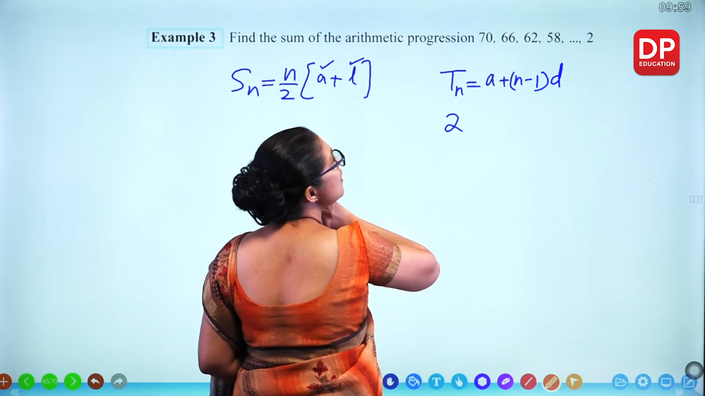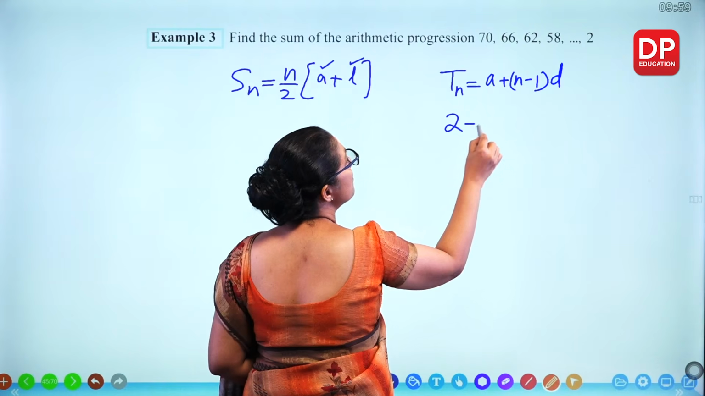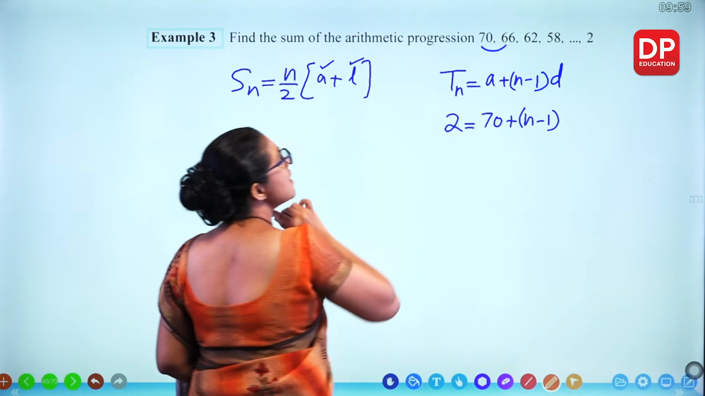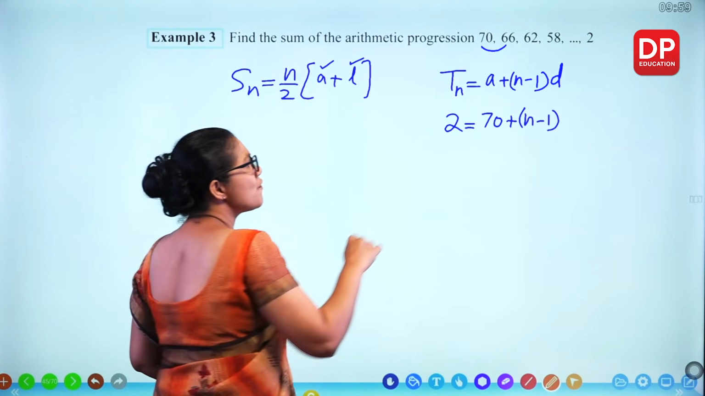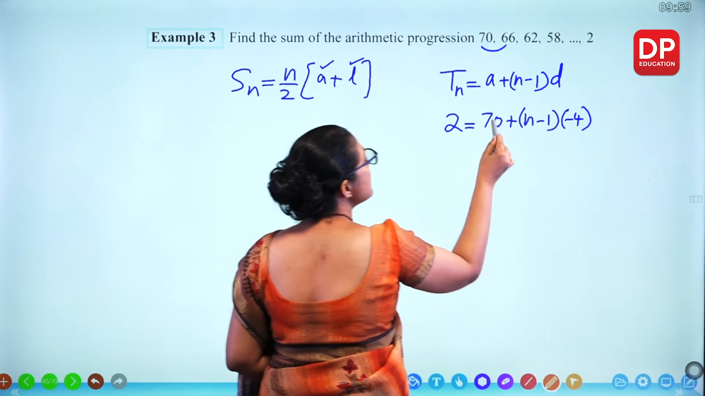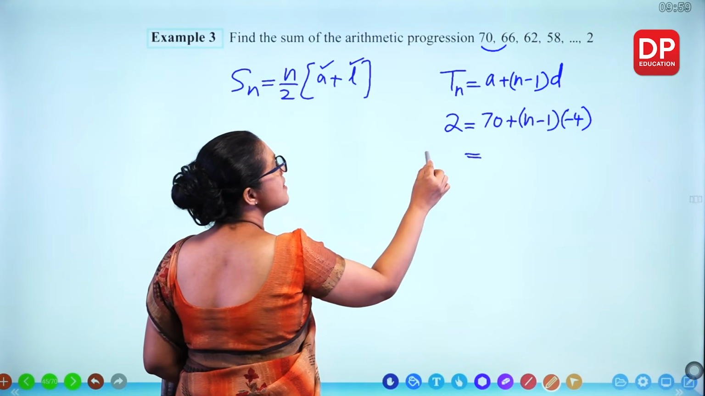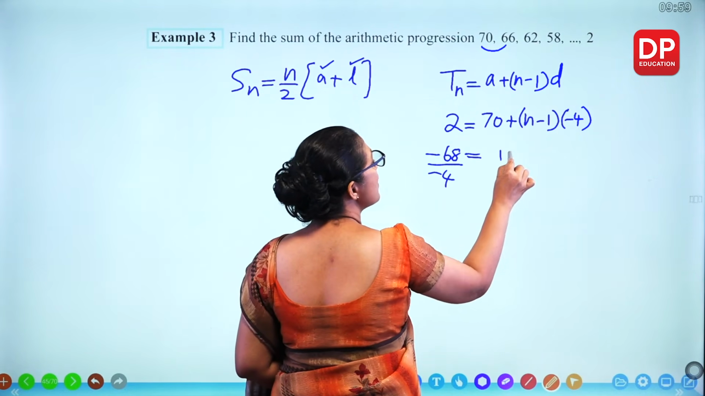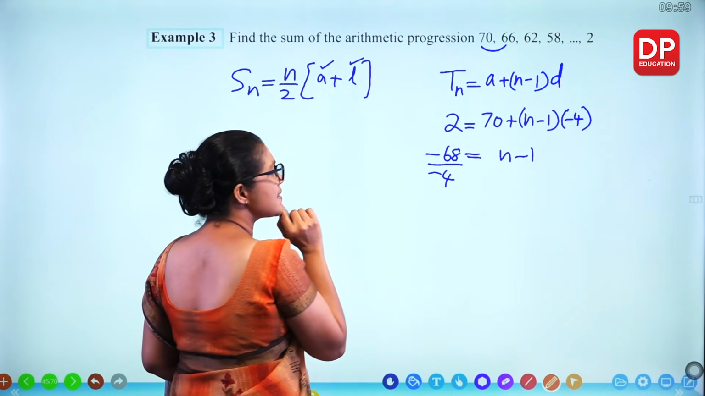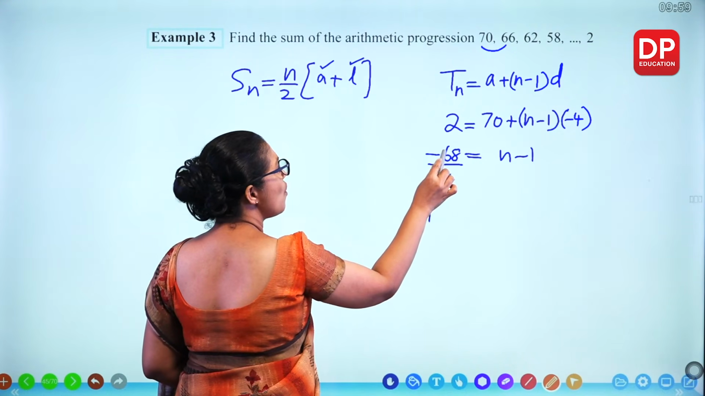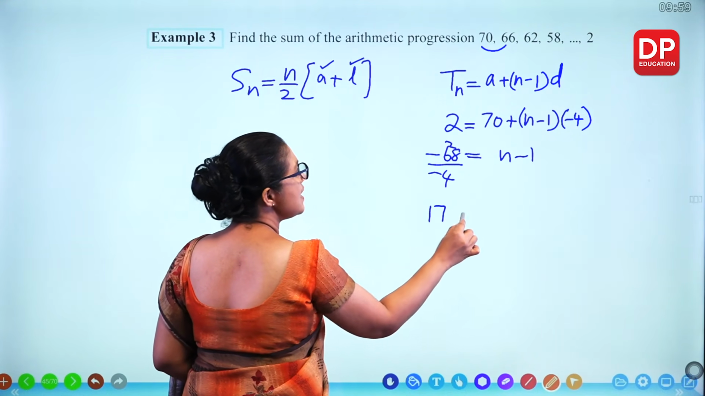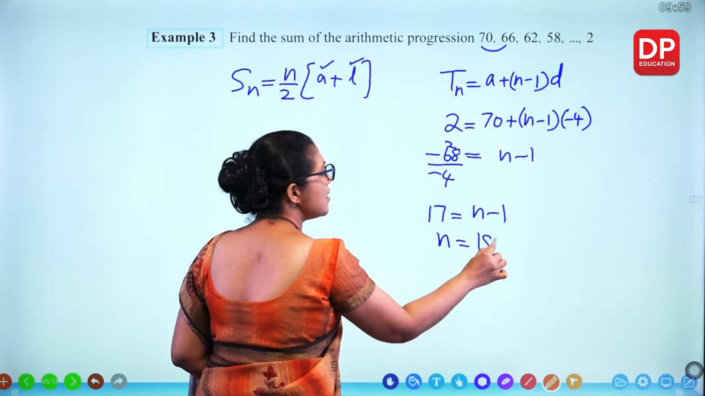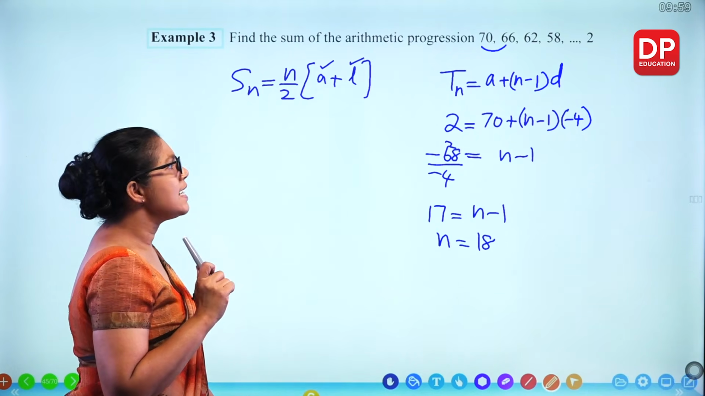Tn, we need to find which term 2 is. a is 70, n minus 1, and what's d? 66 minus 70, minus 4. Take 70 to this side, 2 minus 70 is minus 68. Divide by minus 4, you get n minus 1. The minus signs cancel out, 4 times 17 is 68. So 17 equals n minus 1. So what is n? Take minus 1 to the other side, you get 18. So there are 18 terms.